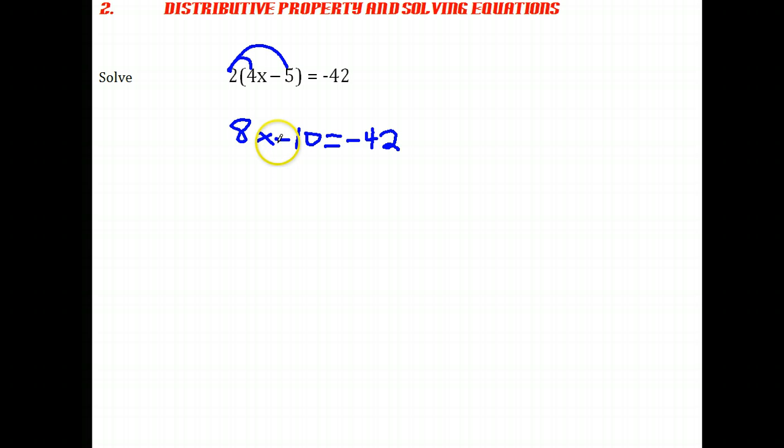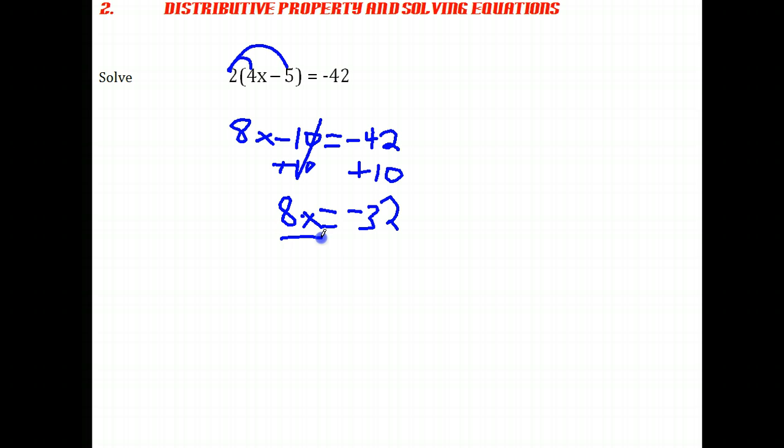So inverse operations. We have a minus 10 here. We'll do plus 10 on both sides. They will cancel. Bring down my 8x. Bring down my equal sign. Negative 42 plus 10, negative 32. And this is why being really strong on your integers is important here.